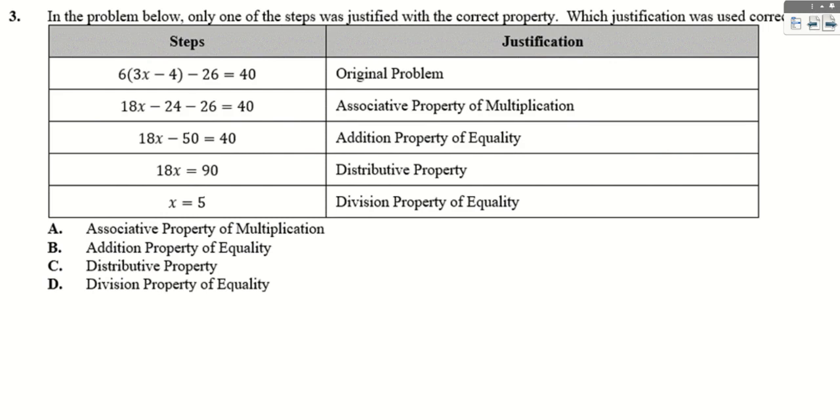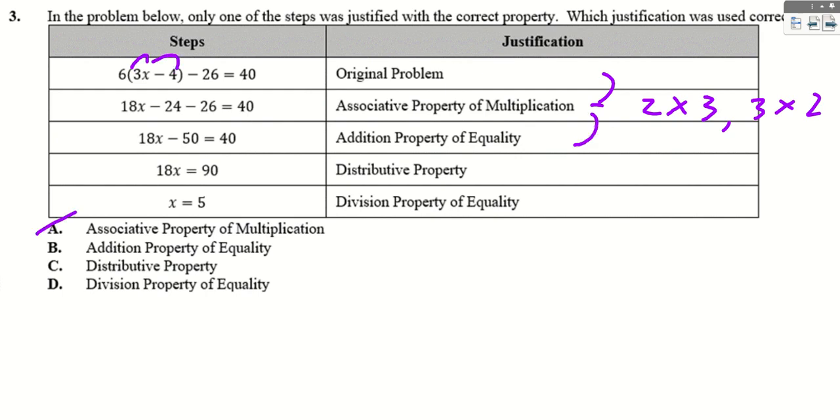All right, here's a bunch of justifications, but only one of them makes sense. From the original to the next step, they're saying that they multiplied in a different order. So instead of doing 2 times 3, they did 3 times 2. Well, that's not true. What they did was they did distribute. So that one is wrong.